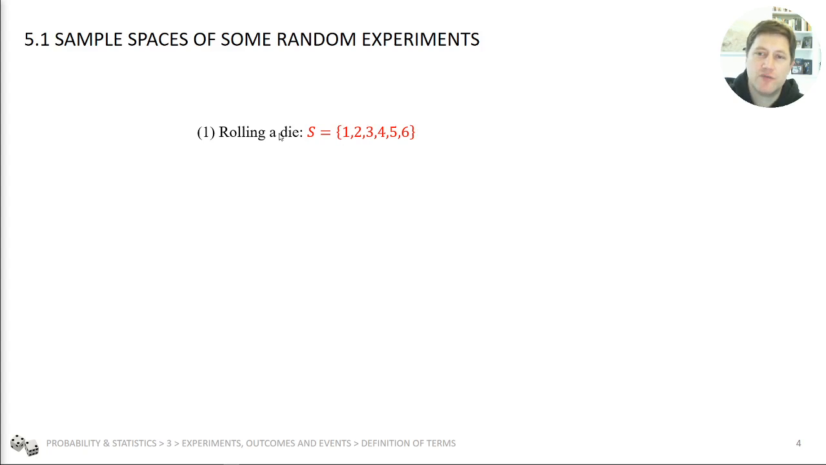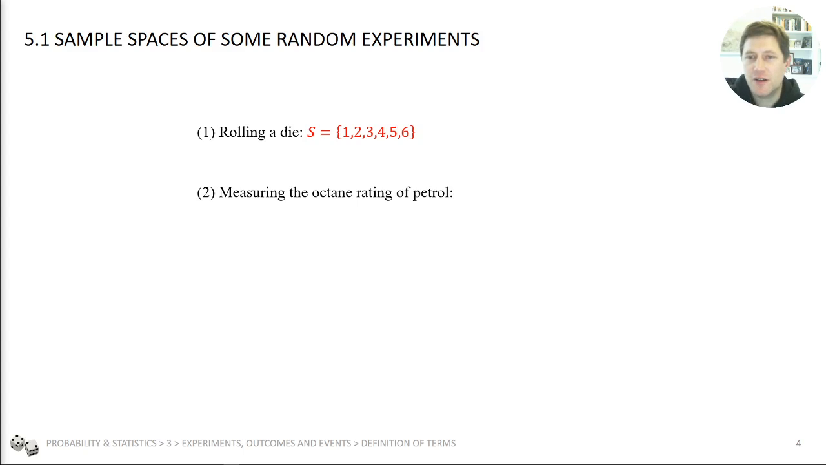The sample space of rolling a die, we call that sample space S, and the outcome of rolling a die can either be 1, 2, 3, 4, 5 or 6. That's all the possible outcomes, and so that defines what the sample space is. The sample space is 1, 2, 3, 4, 5, 6. That's all the possible things.